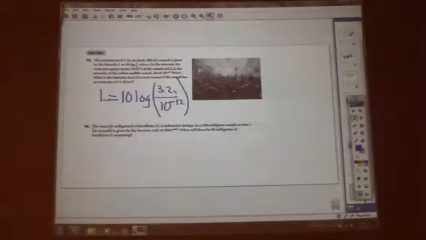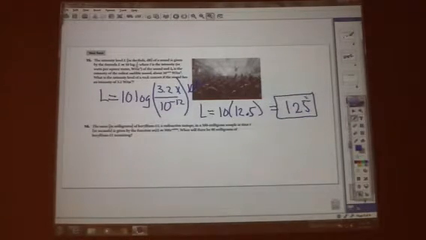Now you can move this to the top, which would mean multiply by 10 to the 12 if you want, or you can divide by 10 to the negative 12, either way. You should have gotten 10 times 12.5, which is 125. Everybody get 125?